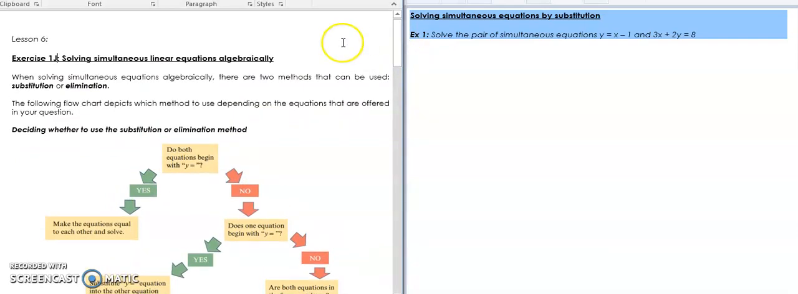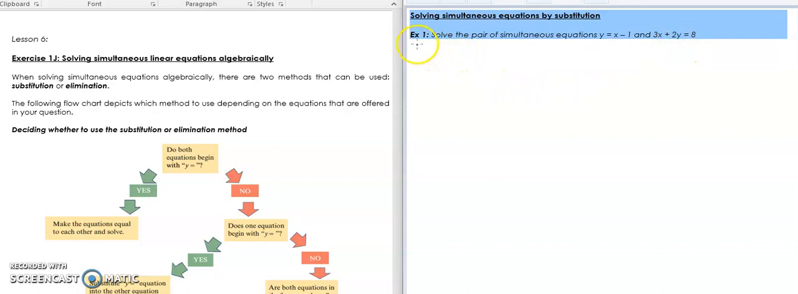So I'm not going to drill into this. I'm actually just going to go straight into the example, which I have here on the right hand side, and then tailor back here and then go from there, okay? So example 1, we're going to look at trying to solve the pair of simultaneous equations y equals x minus 1 and 3x plus 2y is equal to 8.